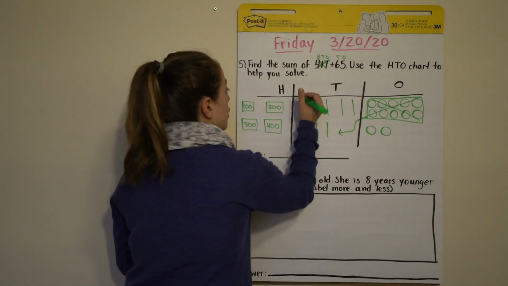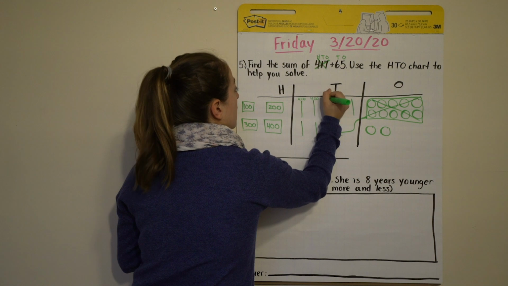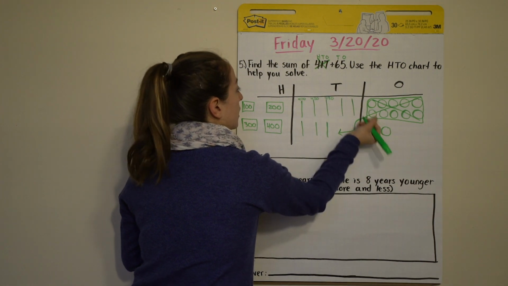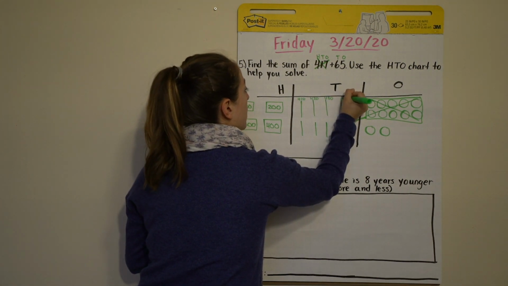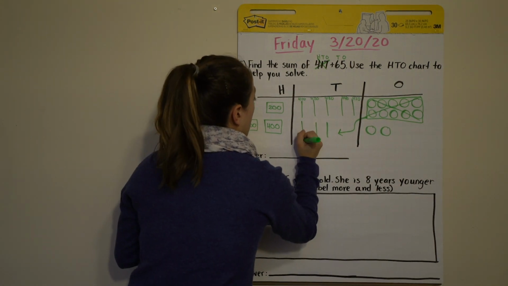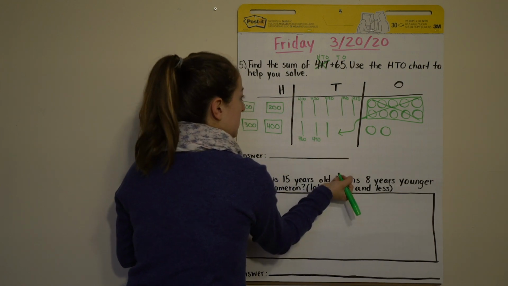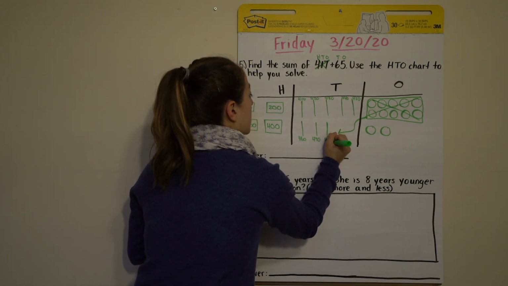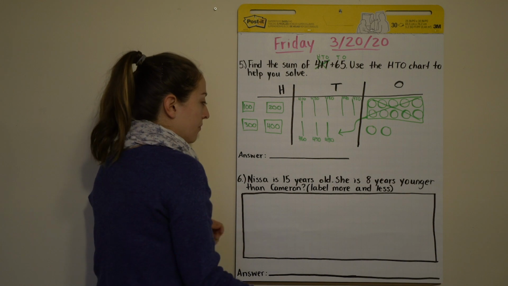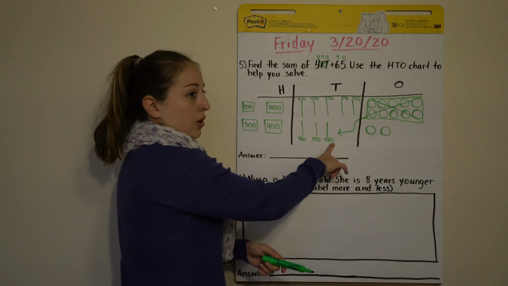So 410, 420, 430, 440, 450, 460, 470, 480. And remember, when we move on to the ones, only our ones are going to change.